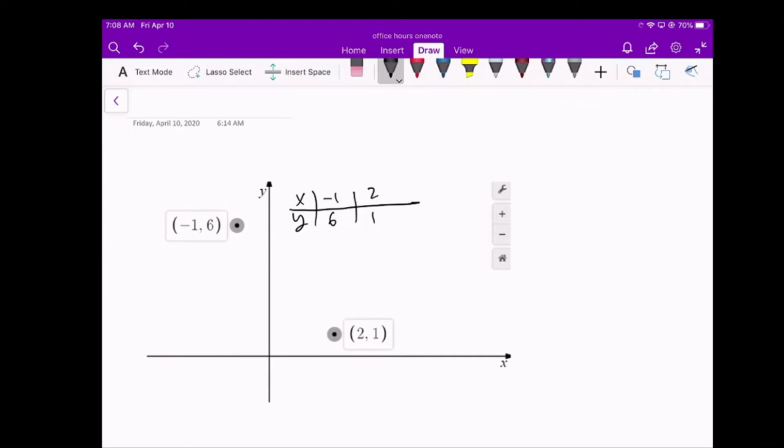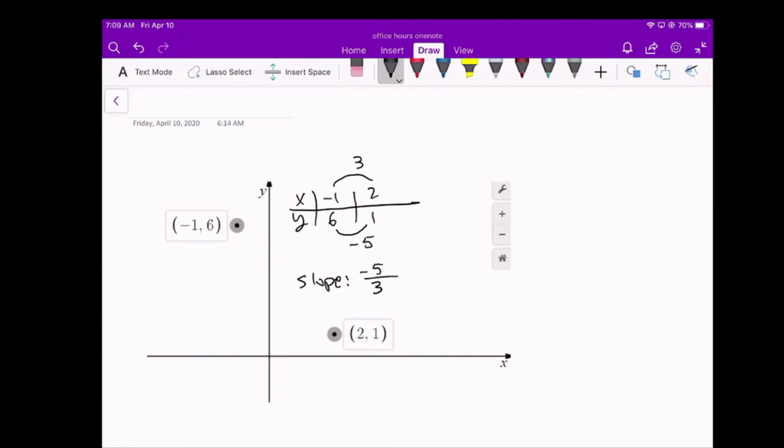It's a point slope equation I'm looking for, so I need the slope. The y values decreased by 5, and the x values increased by 3. You can always do subtraction if you need this. 1 minus 6 got me the -5. 2 minus the -1 got me 3. So the slope is going to be the change in y over the change in x.